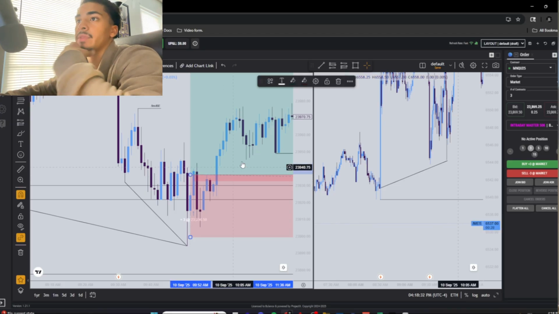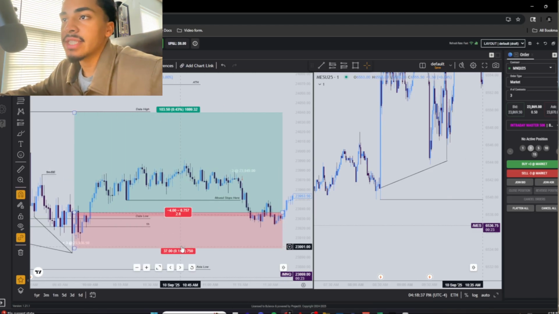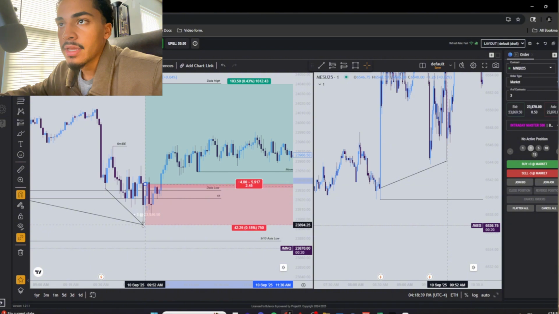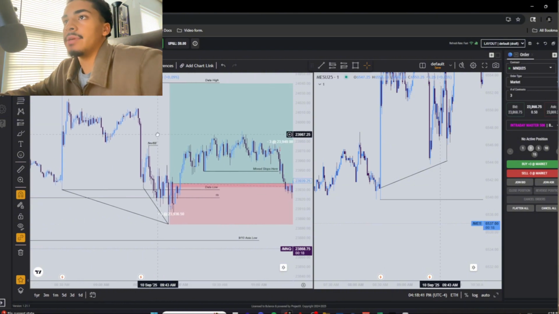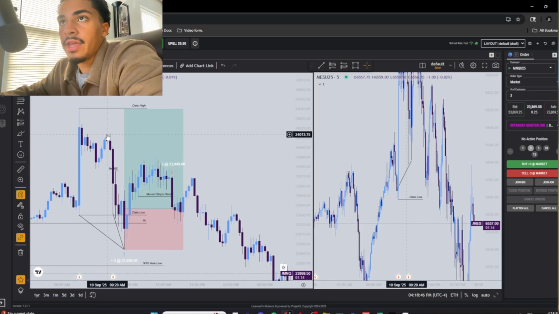Let's see. Okay, so this was targeting the data high, 2.8 R, with stops below the wick, and the break-even point being this 5 minute gap right here.